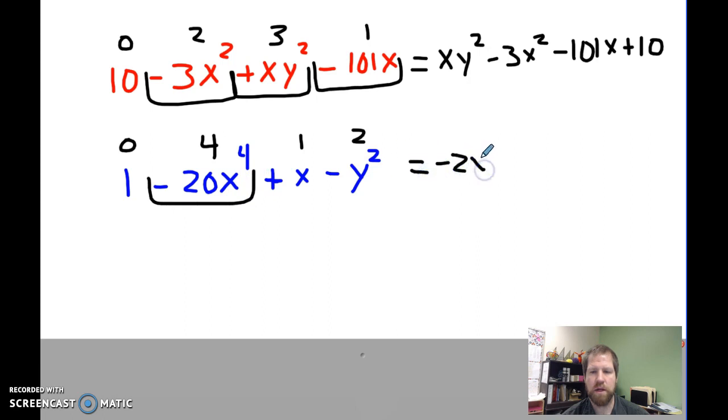Negative 20x to the fourth, and then here's my second one, minus y squared, and then plus x, and then plus 1.